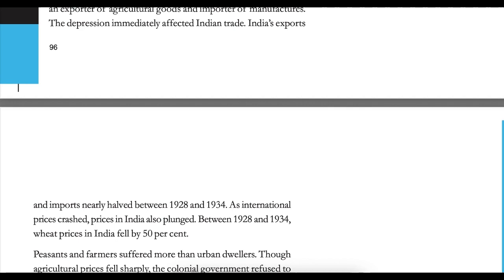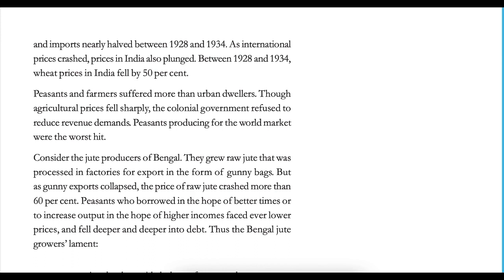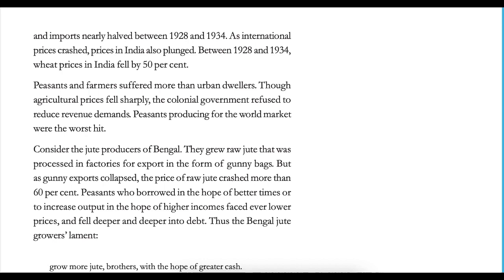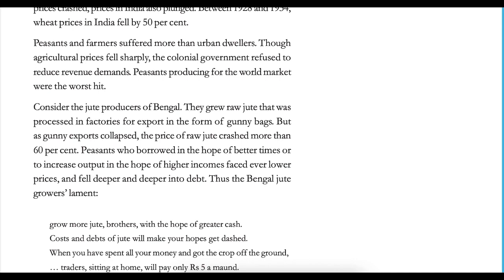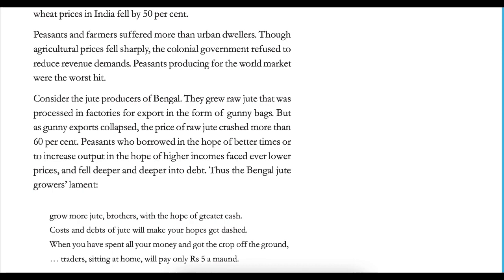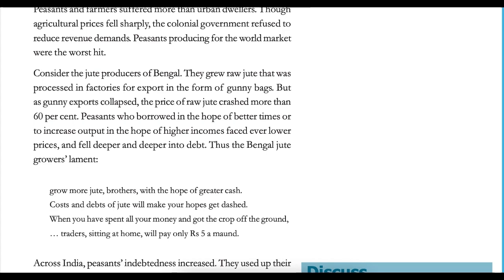India's export and imports nearly halved between 1928 and 1934. As international prices crashed, prices in India also plunged. Between 1928 and 1934, wheat prices in India fell by 50%. Peasants and farmers suffered more than urban dwellers. Though agricultural prices fell sharply, the colonial government refused to reduce revenue demands. Peasants producing for the world market were the worst hit.